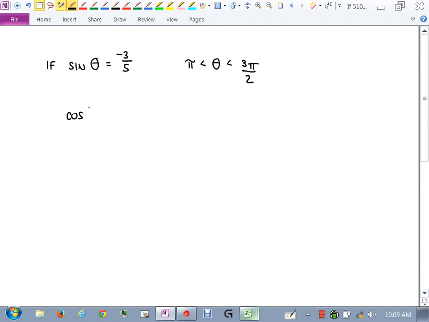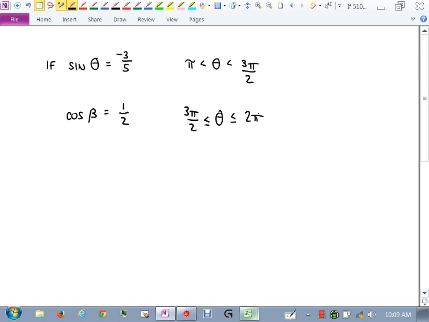If cosine of beta is 1/2 with 3 pi over 2 less than beta less than 2 pi. Find all 6 of those things again. All right? Do all 6 of those things again.